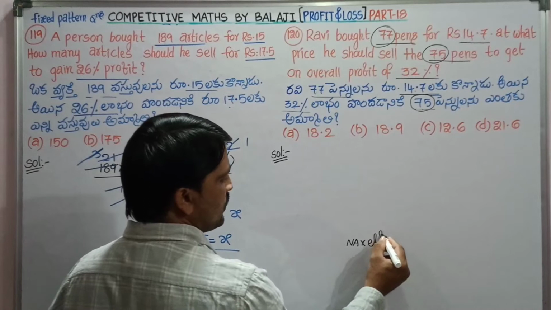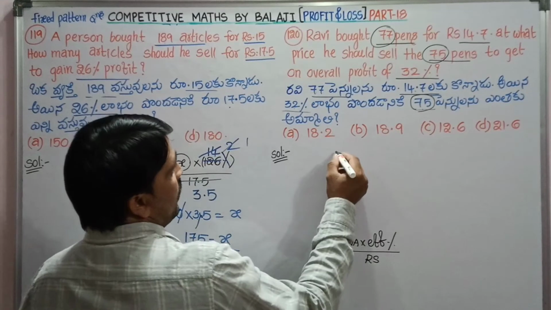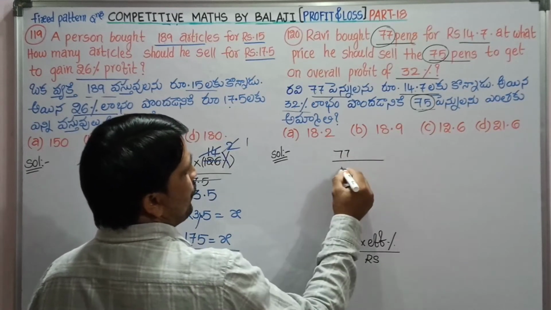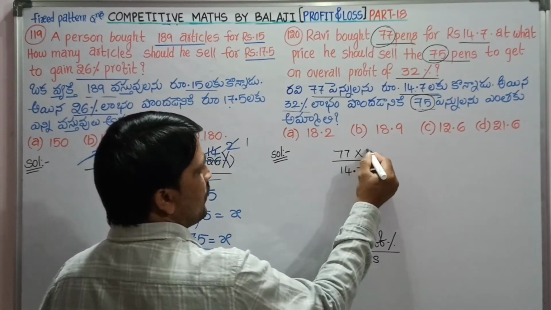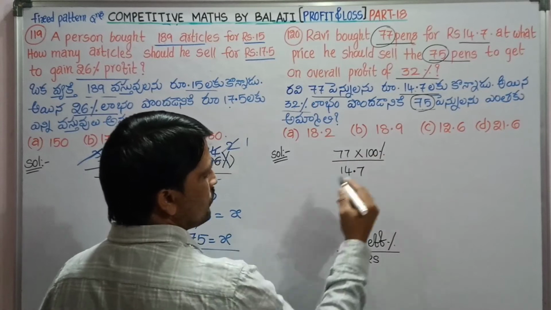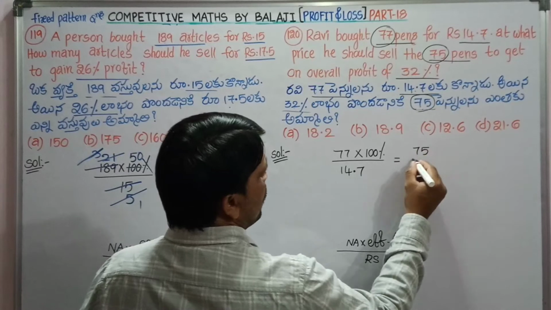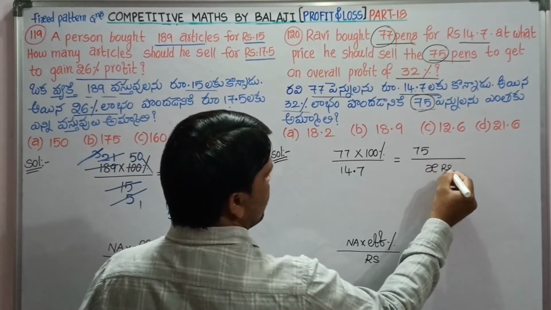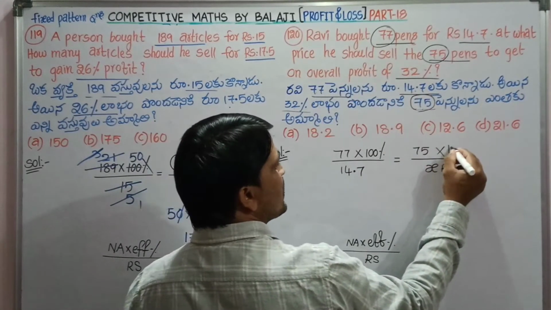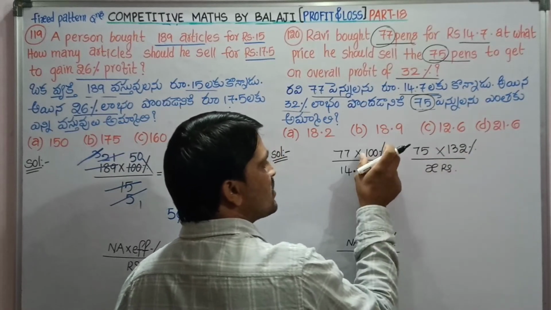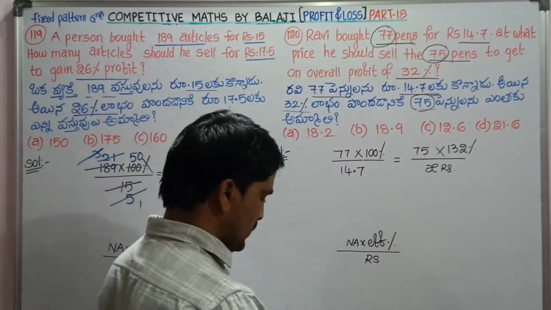Same number of articles into effective percent over investment in rupees. He bought 77 pens for rupees 14.7. Investment is 14.7. Investment is nothing but its cost price, that is 100%. Let us suppose 75 pens are sold at rupees X to get 32% profit. That is effective percent is 132%. Since 100% is cost price or investment, to get 32% more, effective percent is 132%.